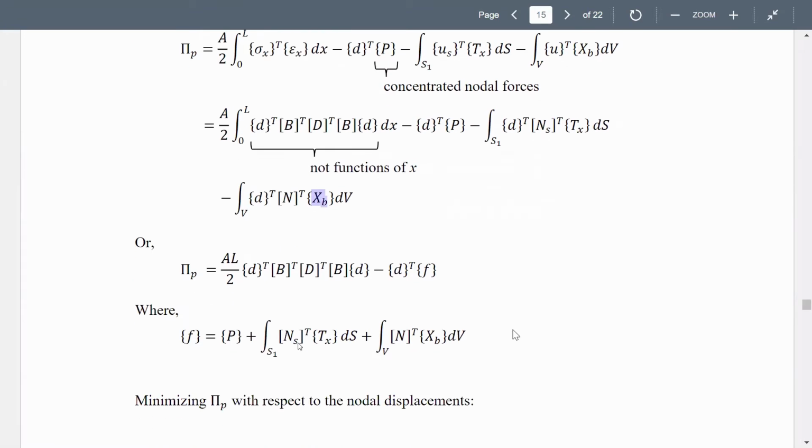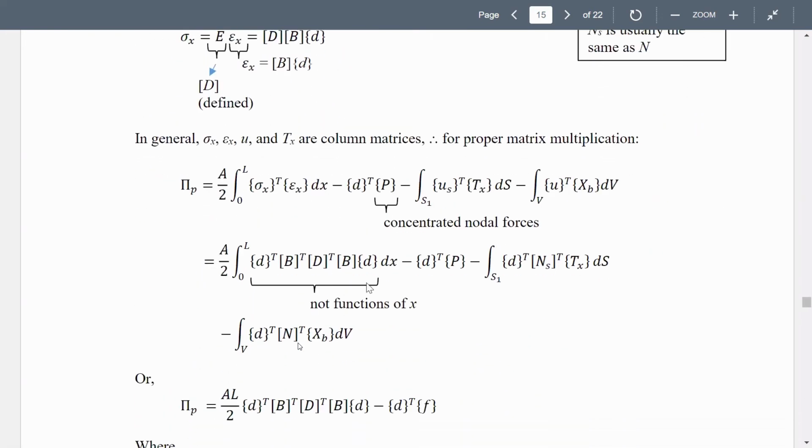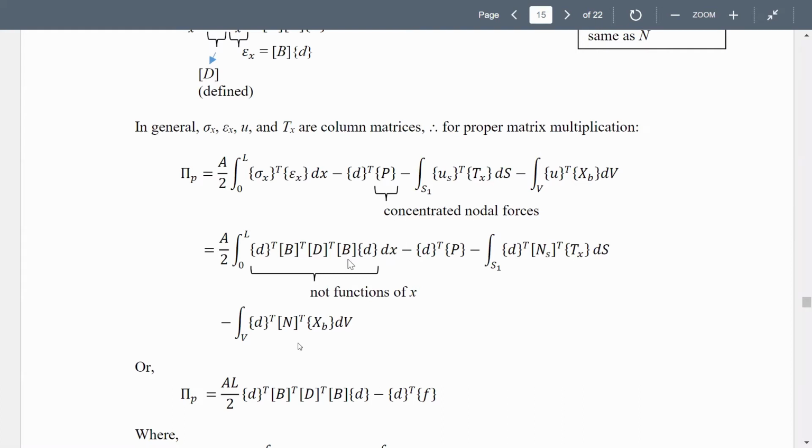We can now write this in this form, where you see these are not functions of x, nodal displacement, or this B matrix. B is just negative 1 over L, 1 over L, so it's not a function of x. This is material models of elasticity, so these are not functions of x. Everything comes out of this integral sign, and the integral of dx is simply L. So this is L multiplied by this. This is the whole thing here.